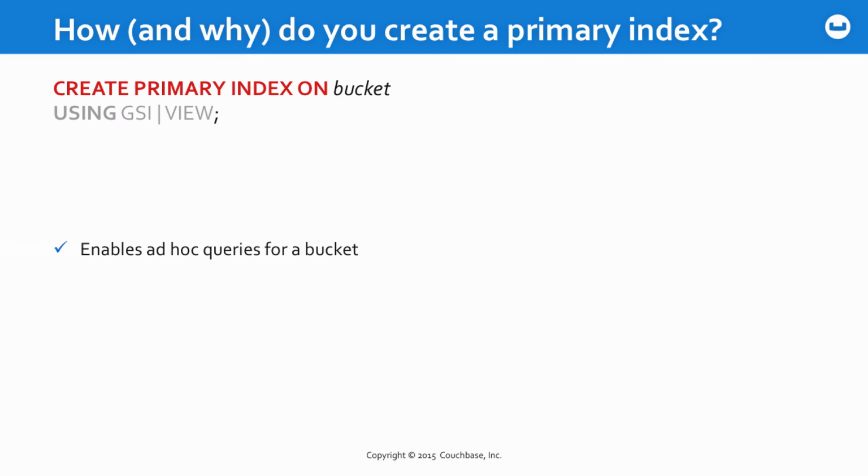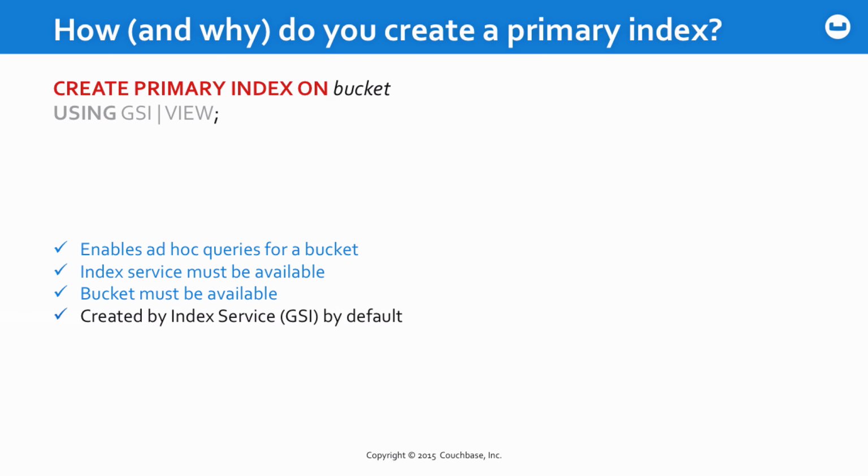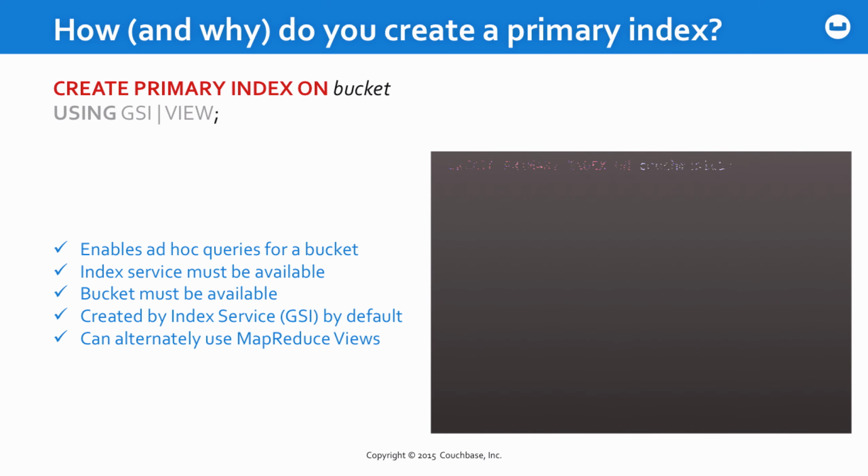The performance might not be what you want, in which case you may choose to build a secondary index, and we'll be showing you how to do that. But this allows you to execute virtually any query against that bucket in N1QL. The index service must be available, and the bucket must be available. It's going to be created through the global secondary indexing or index service by default, but as you see, you can alternately use the MapReduce views functionality in Couchbase.